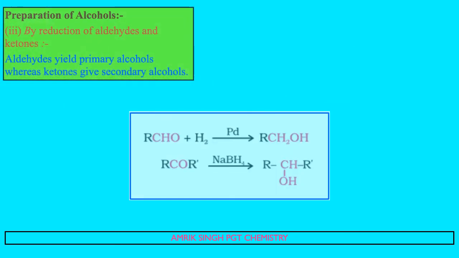Now, preparation of alcohol by reduction of aldehydes and ketones. Aldehyde yields primary alcohol, whereas ketone gives a secondary alcohol, as shown. Reducing agent: hydrogen suspended over palladium. The addition of hydrogen on oxygen and carbon of the carbonyl group takes place, and we get primary alcohol from aldehydes. And in ketone again, the addition of H on carbonyl carbon and oxygen takes place, and we get the secondary alcohol.